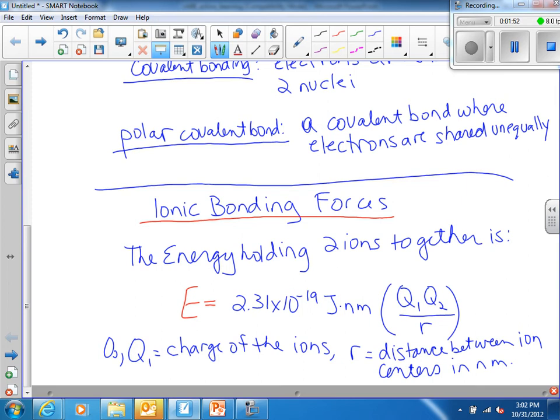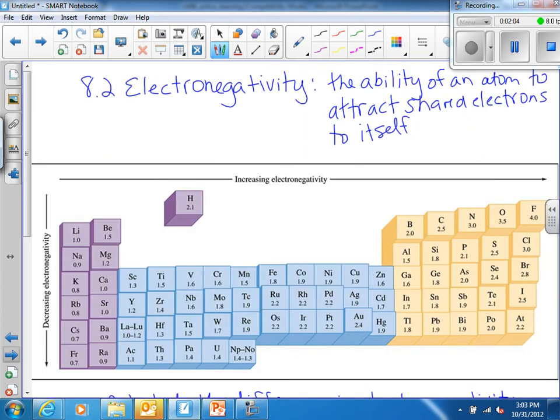But we will need this equation later on when we start talking about melting points of ionic compounds. So we'll come back to this equation in about 2 or 3 weeks, and then you'll need to know it. Okay, electronegativity, you probably remember this. That's the ability of an atom to attract electrons to itself. We've got a chart here of the electronegativity of all the different elements. As we go to the right in the periodic table, electronegativity goes up, and as we go down the periodic table, electronegativity goes down.